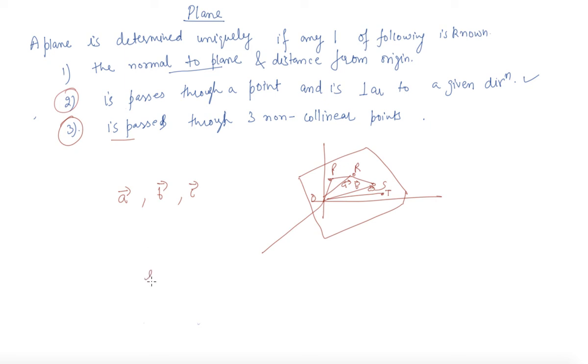So I can write the equation of the plane as r minus a dot b cross c, or you can say b minus a vector cross c minus a vector. So this is the vector equation of the plane passing through 3 non-collinear points.